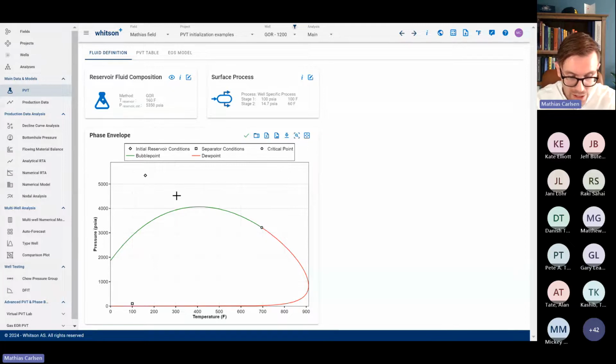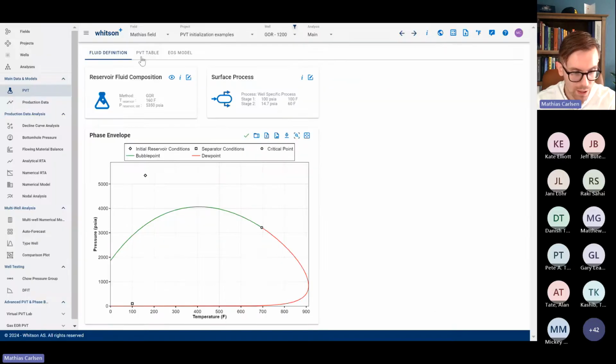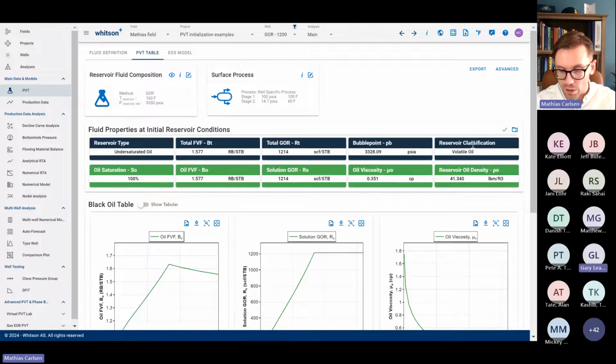And now you see the phase envelope. Interesting. Still in this region, and now our critical point is moving a little bit more to the left. Okay, and now we're going to get into volatile oils. So if you went into these definitions now, you'll see volatile oil. So we crossed 1,000 scf per barrel. Now it starts to classify these as volatile oils.